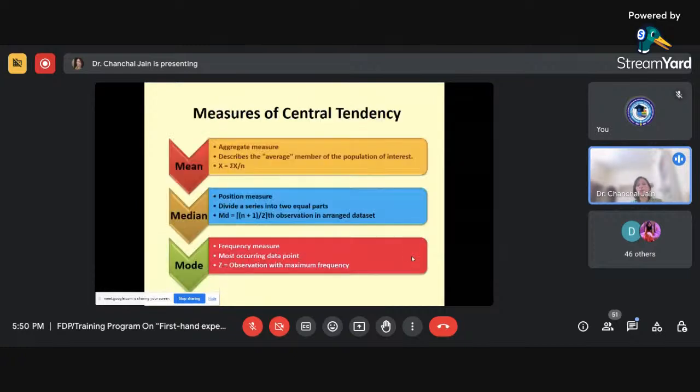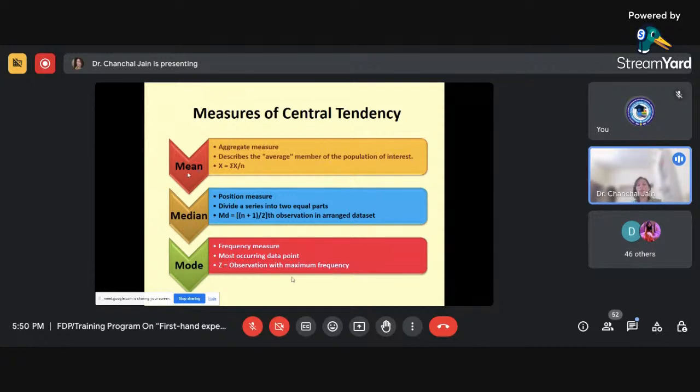Further, talking about measures of central tendency, I think all of us are aware of the formulae of mean, median, and mode. In a hurry, I am just explaining these things. When I talk about the mean, it is generally known as the aggregate measure of a particular data point or data series, right?